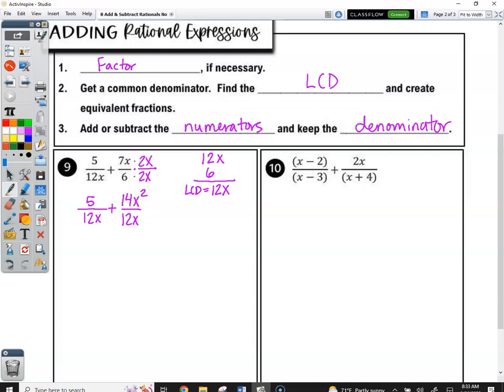Now you can write this as one fraction with your LCD. And these are not like terms, so you will just write it 5 plus 14x squared. Technically, what should go first? 14x squared technically should go first. But if you were to write that, I would not mark it wrong. Usually the standard form is that any number that has no variables, called a constant, always goes at the end. But that's the answer.